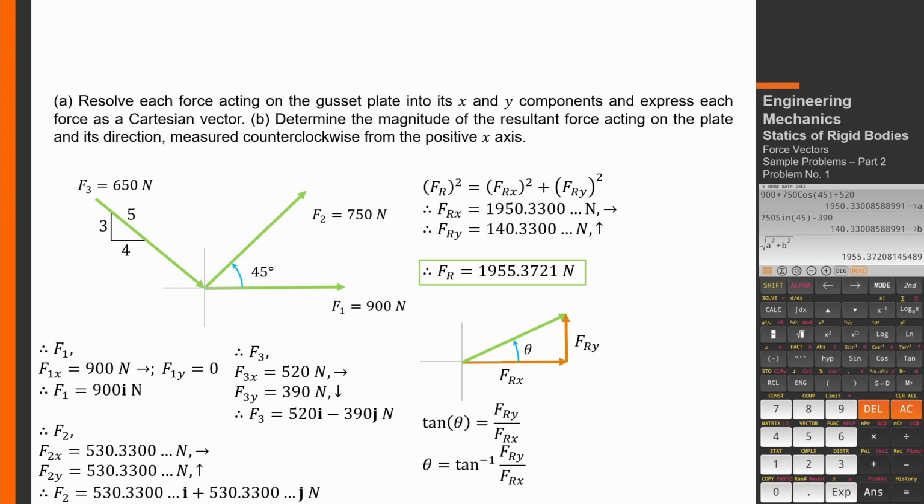So, substitute lang sa equation. Arctangent ng yung nakastore sa B over A. Therefore, angle ay 4.1155 degrees counterclockwise from the positive x-axis. So, ganito yung magiging notation niya for the final answers.